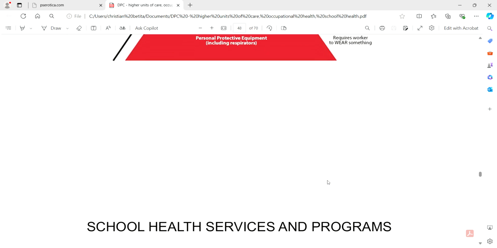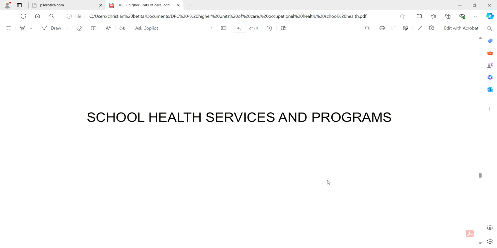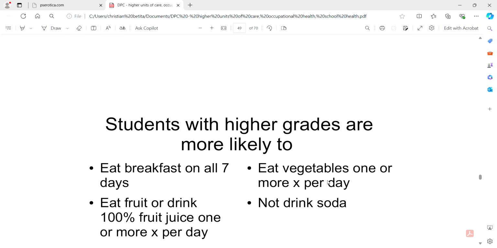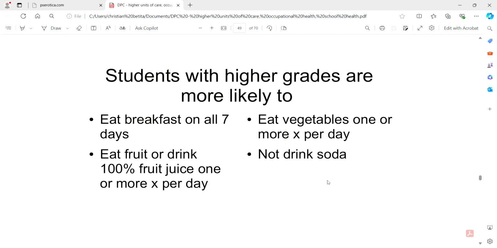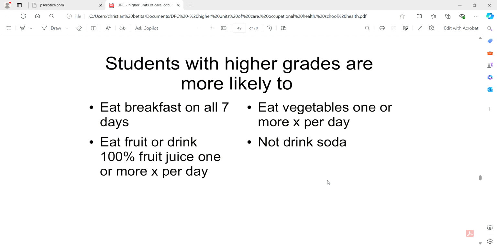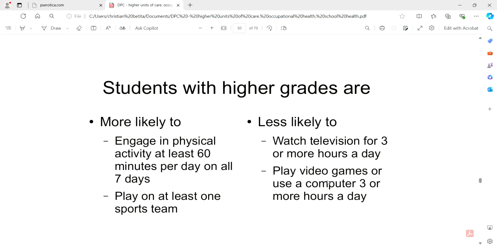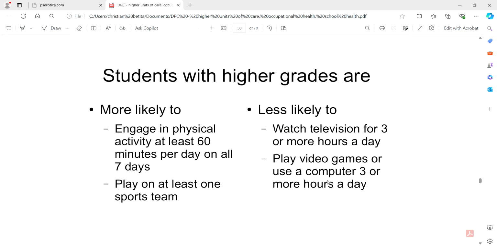Okay. All right, school health services and programs. Students with higher grades are more likely to eat breakfast on all 7 days, eat fruit or juice, 100% fruit juice one or more times per day, or eat vegetables one or more times per day, and to not drink soda. Students with higher grades are also more likely to engage in physical activity, play on at least one sports team, and less likely to watch television for 3 or more hours a day, or play videos or use a computer 3 or more hours a day.